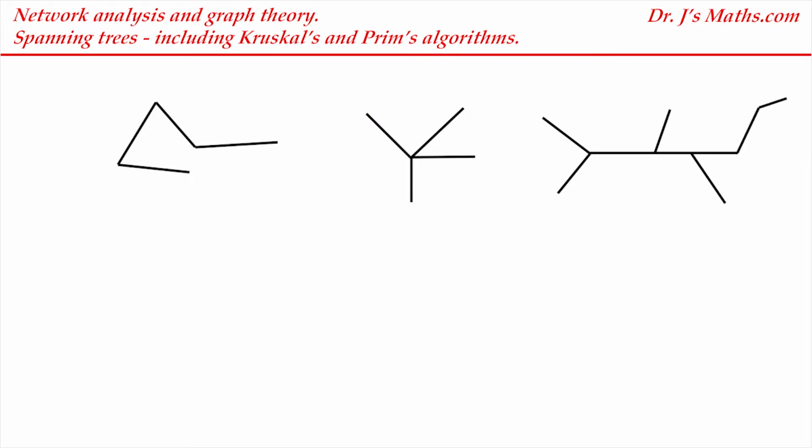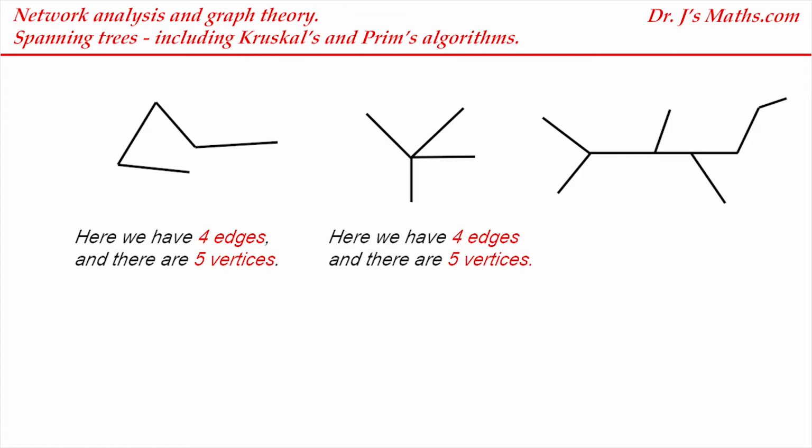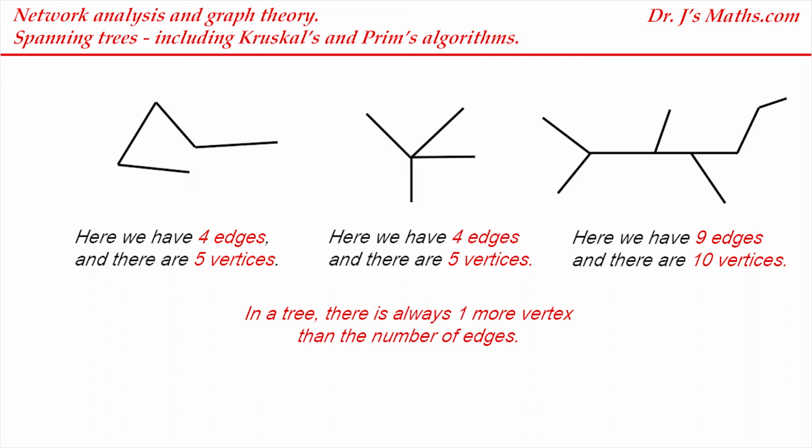Now let's have a look at the three diagrams from another perspective. In the first one we have four edges and five vertices. In the second one we have four edges and five vertices again. In the third diagram we have nine edges and ten vertices. So in a tree there is always one more vertex than the number of edges. Not a bad little relationship to remember, particularly when we come into the next video.